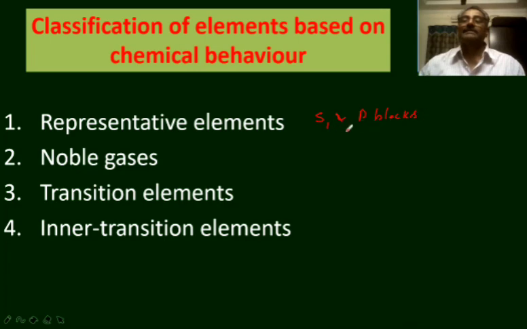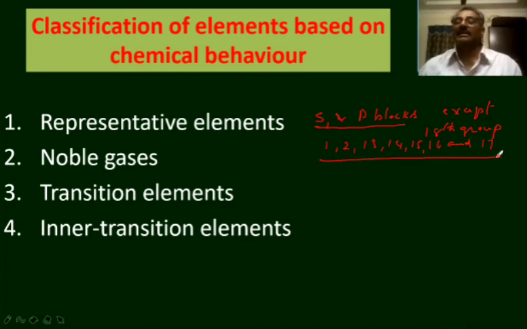The elements in S and P blocks except the 18th group are said to be the representative elements. That is, first group, second group, 13th, 14th, 15th, 16th, and 17th group elements are together called representative elements. These elements are also known as normal elements.